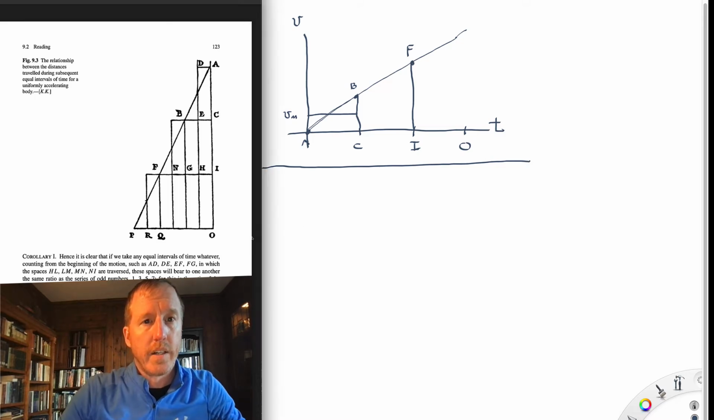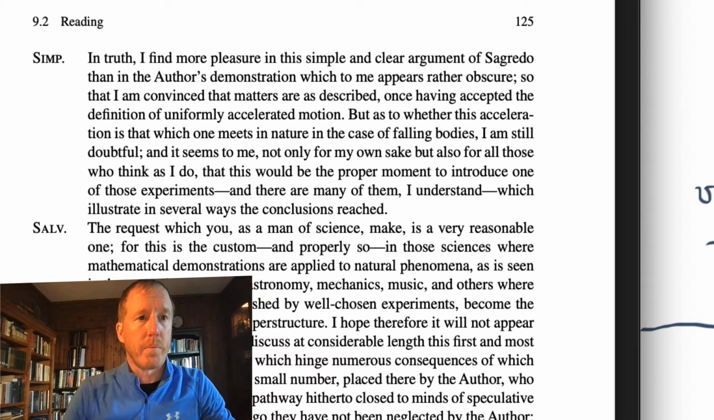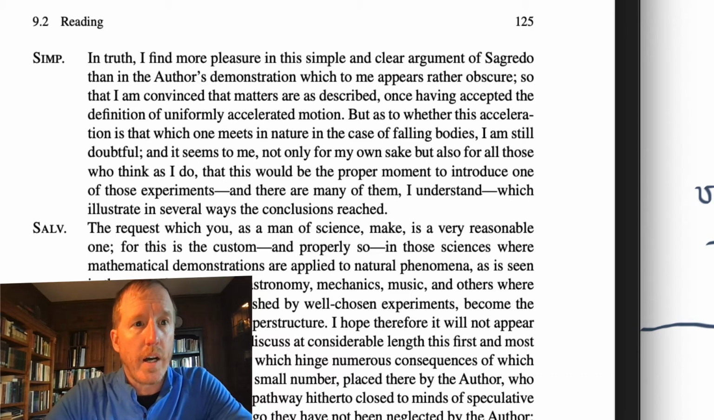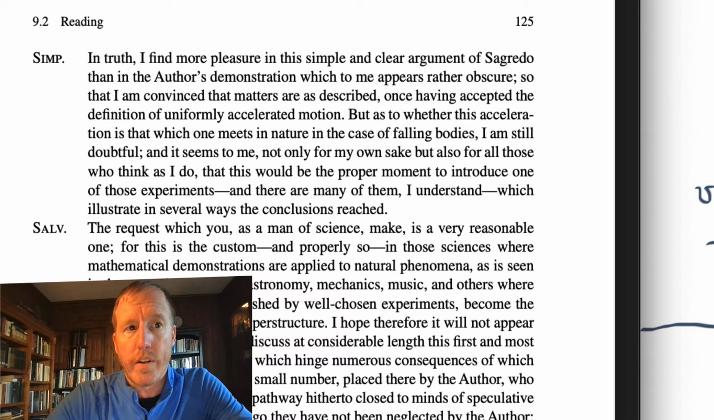So if we look ahead to page 125, here at the top, Simplicio chimes in and says, "In truth, I find more pleasure in this simple and clear argument of Sagredo than in the author's demonstration, which to me appears rather obscure." So in other words, the diagram we just explored on figure 9.3 that Sagredo presented us with, Simplicio finds that to be convincing.